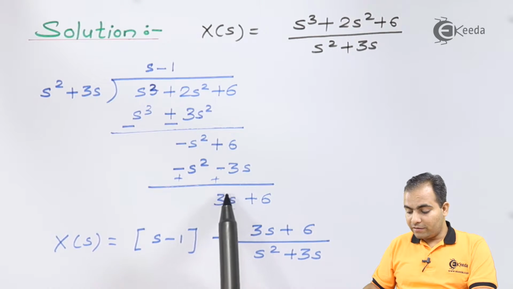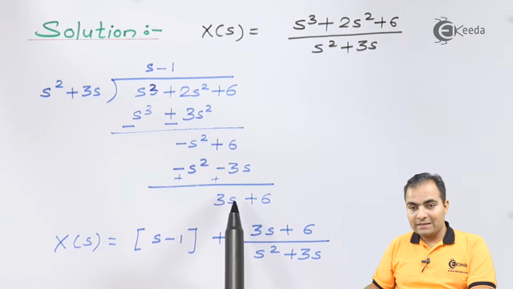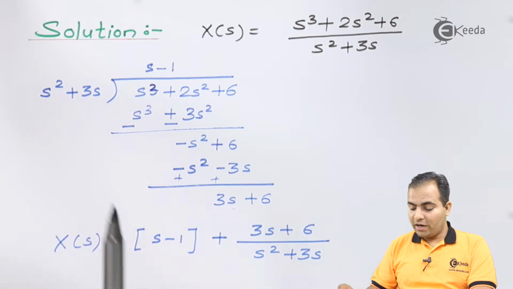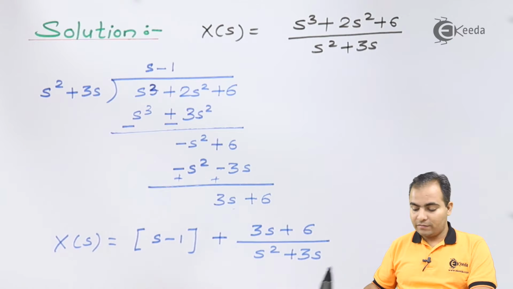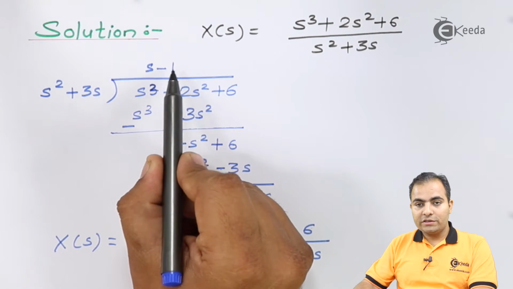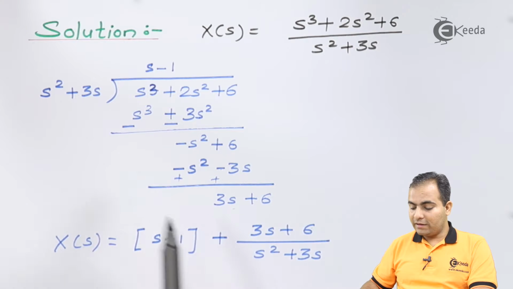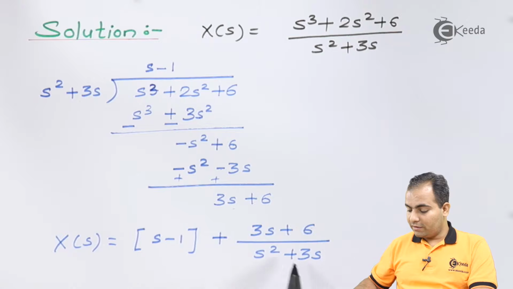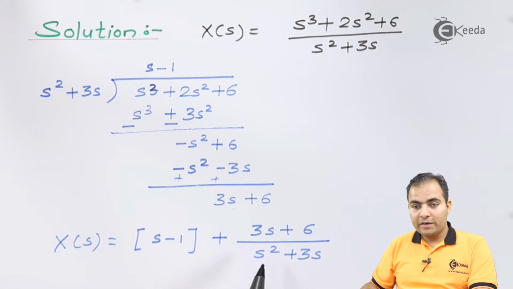Look at here, if the order or degree of s is less than the divisor, then you have to stop your division. Then this quotient will be written first, and then the next part will be remainder divided by divisor. This is your result. Now the next part is we have to apply inverse Laplace transform on it.